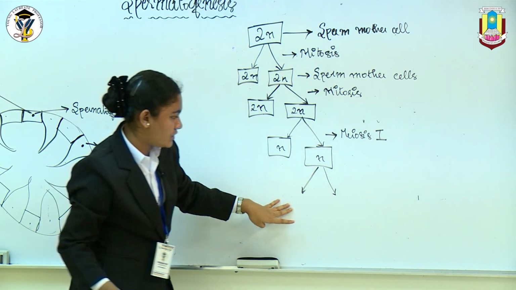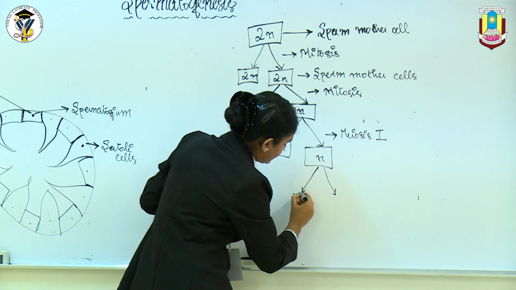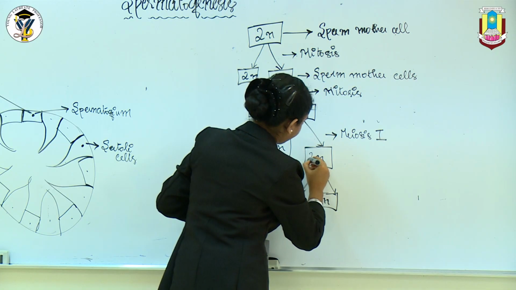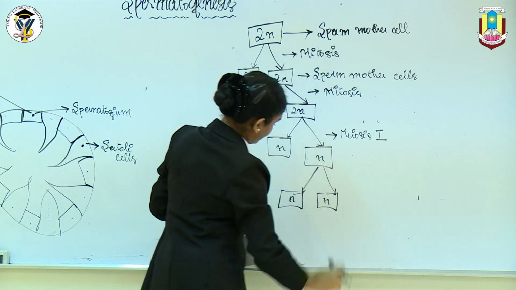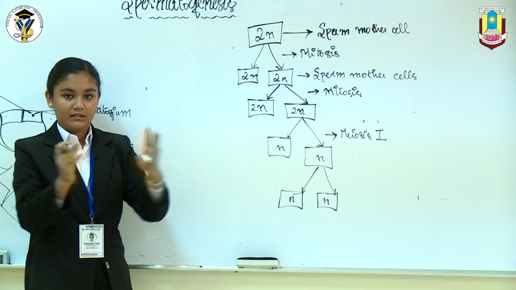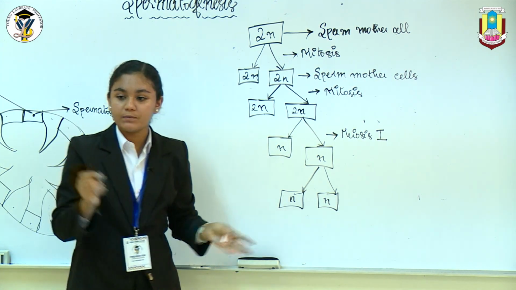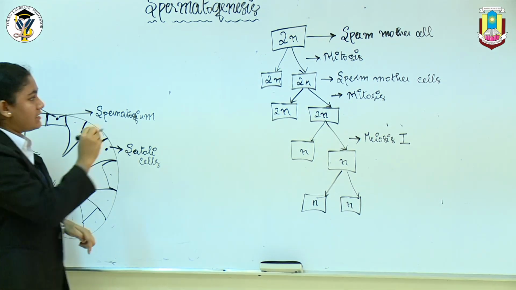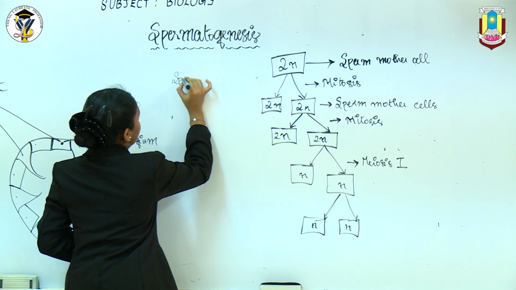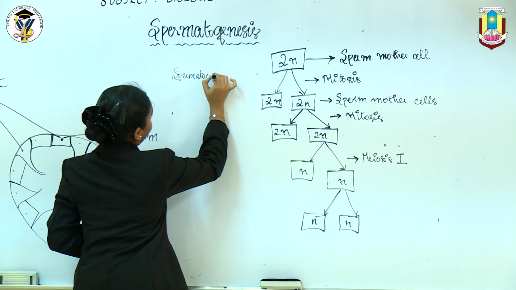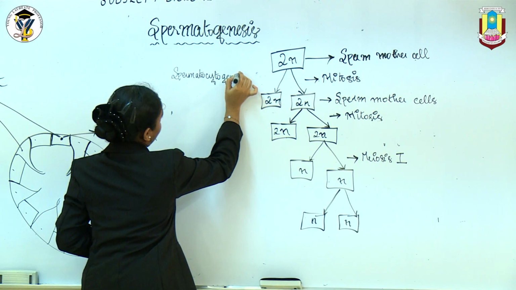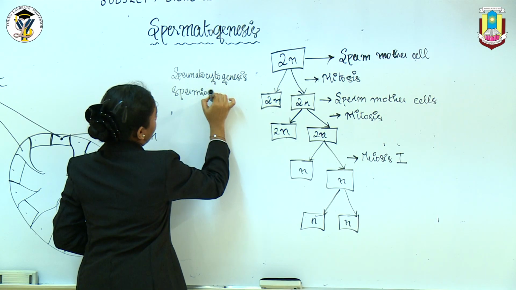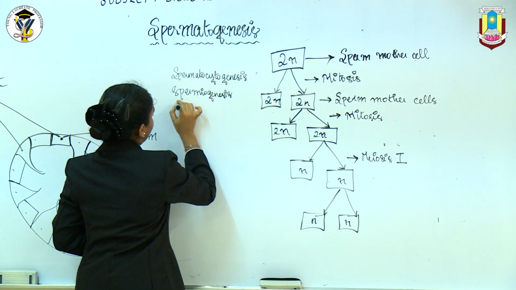Now in the next step of division, this forms the secondary spermatocyte, which will have n number of chromosomes. These again develop and form the spermatids. So basically spermatogenesis consists of three main steps: spermatocytogenesis, spermiogenesis and spermiation.